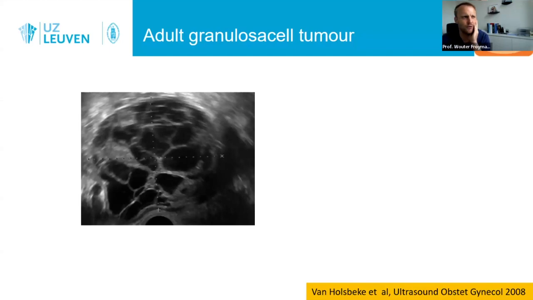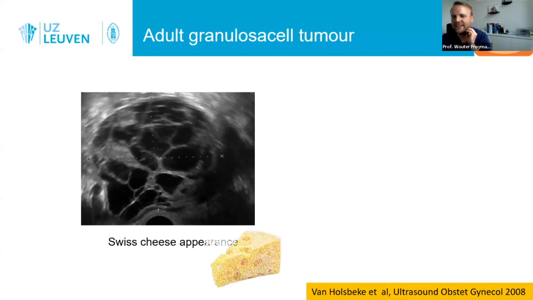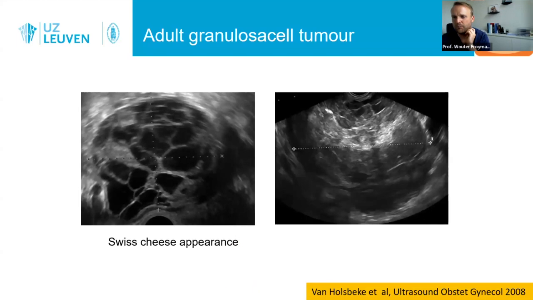On ultrasound, there's a very typical pattern in granulosa cell tumors, and that's the presence of Swiss cheese. So the Swiss cheese pattern, the cheese with holes inside, is a typical finding for a granulosa cell tumor. But granulosa cell tumors might also be completely solid in appearance.